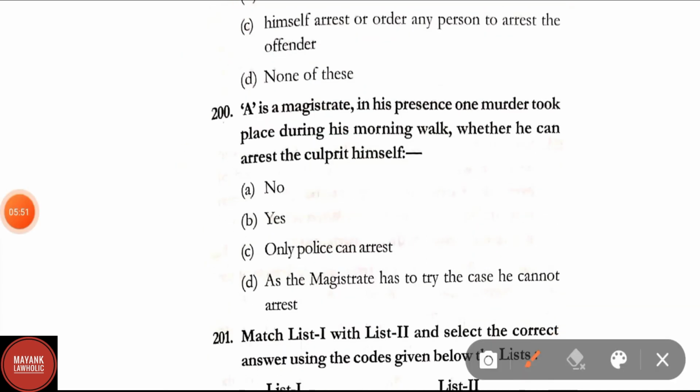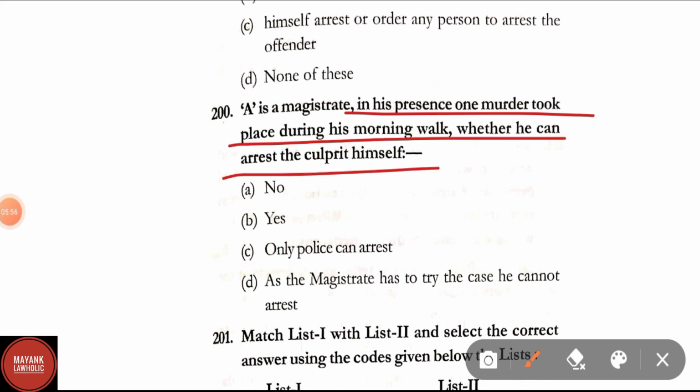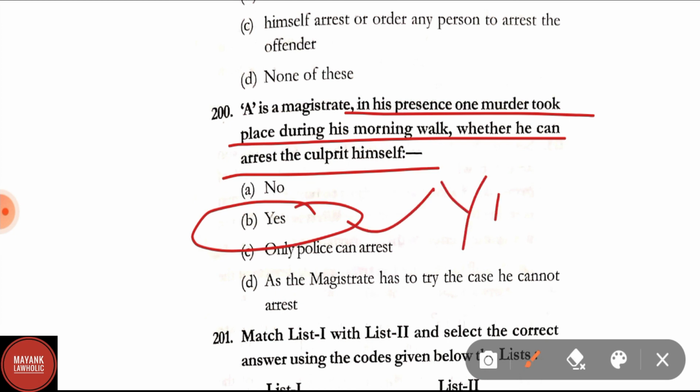Question number 200. A magistrate in his presence, a murder took place during the morning walk. Whether he can arrest the culprit himself? Correct answer is option B, that is yes, he can arrest the culprit himself.